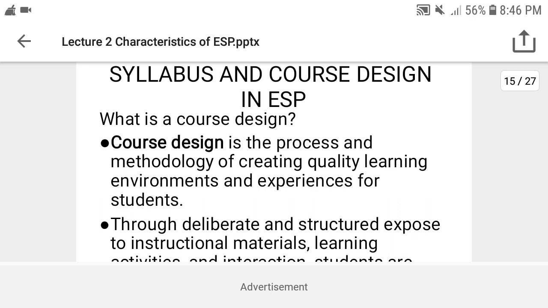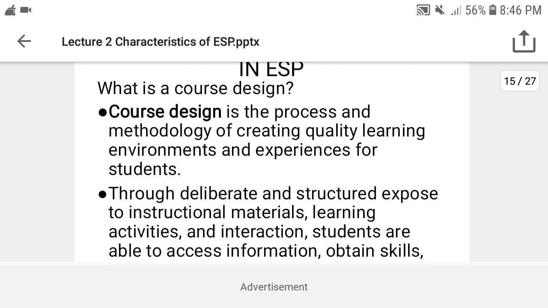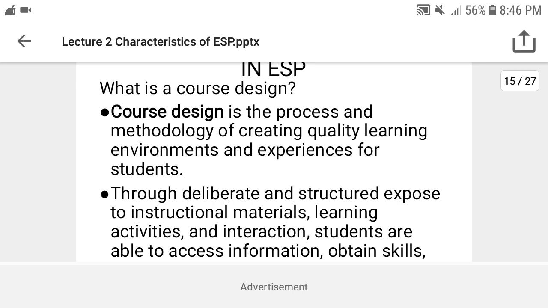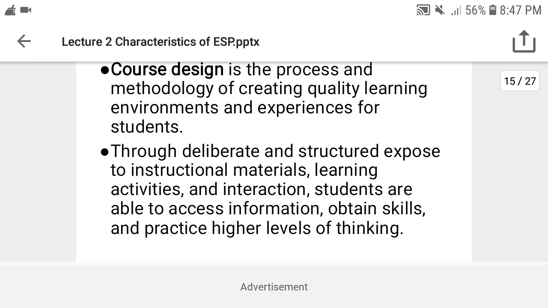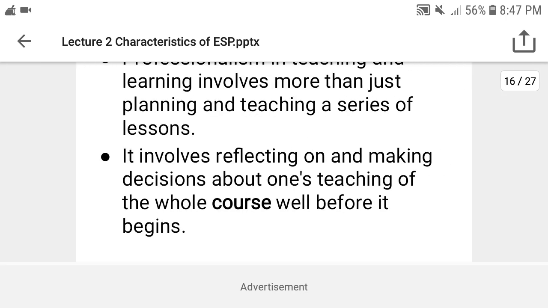Syllabus and course design in ESP. What is a course design? Course design is the process and methodology of creating quality learning environments and experiences for students. Through deliberate and structured exposure to instructional materials, learning activities, and interaction, students are able to access information, obtain skills, and practice higher levels of thinking.